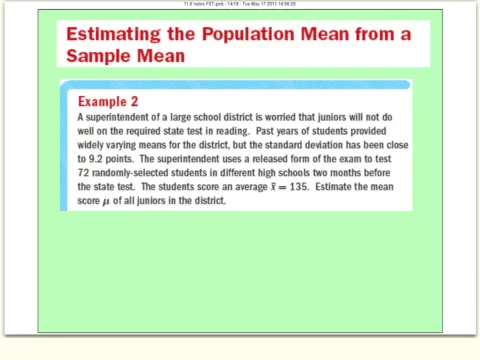A superintendent of a large school district is worried that juniors will not do well on the required state test in reading. Past years of students provided widely varying means for the district, but the standard deviation has been close to 9.2 points. The superintendent uses a release form of the exam to test 72 randomly selected students in different high schools 2 months before the state test. The students score on average 135. Estimate the mean of all the juniors in the district.